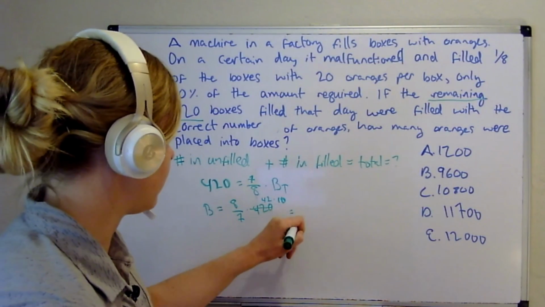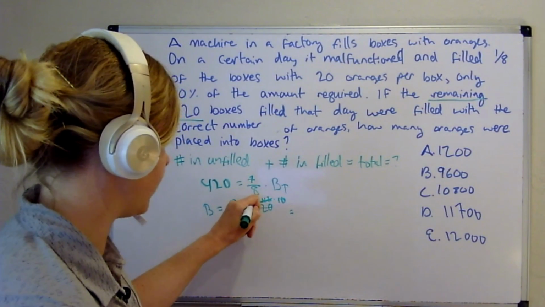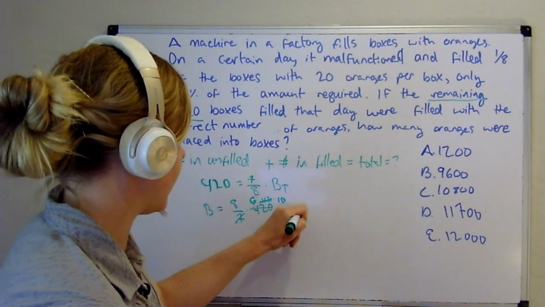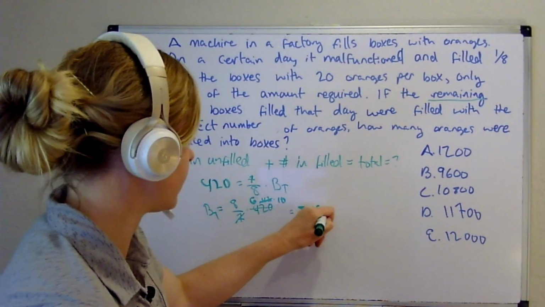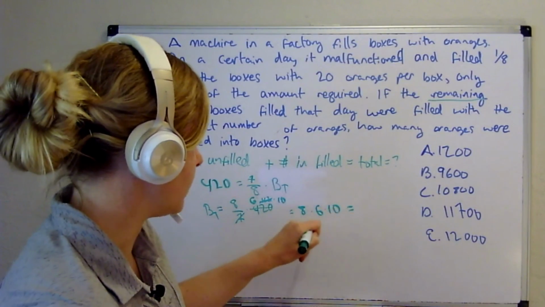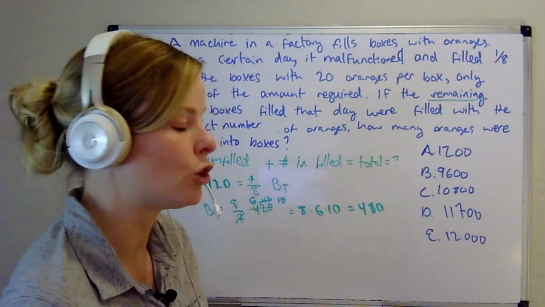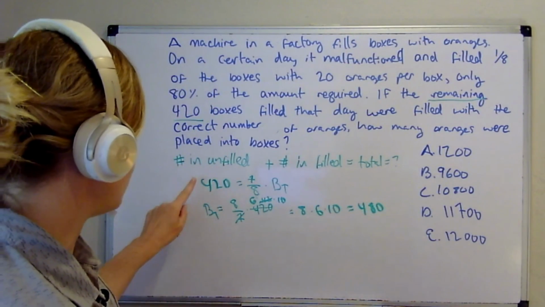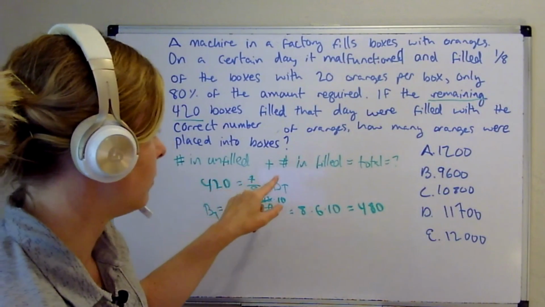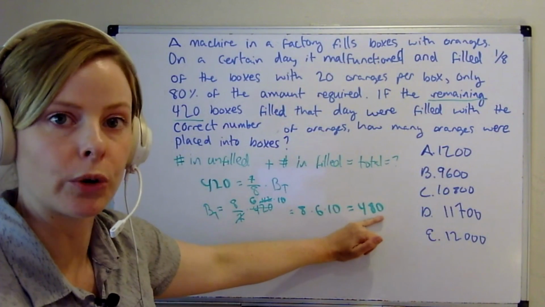So I can go ahead and cancel my 7 with this 42, and I'm left with 6. So I've got that my total boxes is equal to 8 times 6 times 10. And when I do this math, we get 48 times 10. We have 480 total boxes. So 420 were the ones that were correctly filled. 480 are my total boxes.